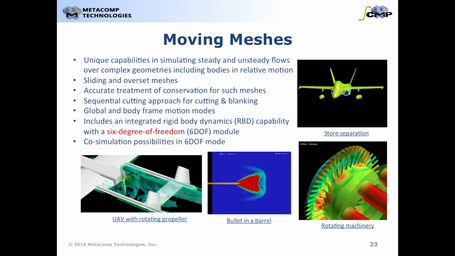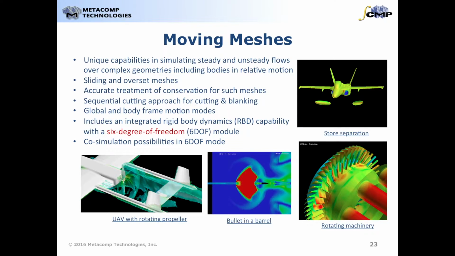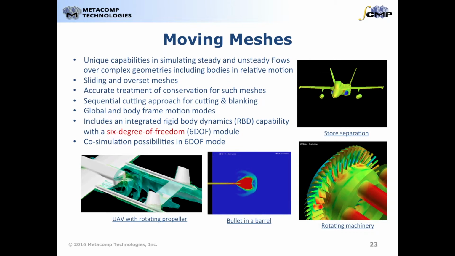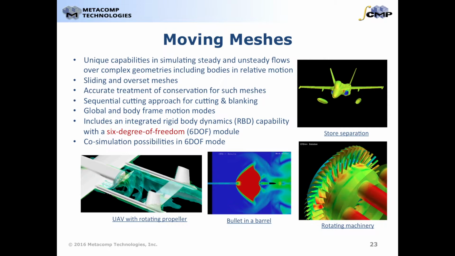Global and body frame motion modes can be invoked, and CFD++ includes an integrated rigid body dynamics capability with a 6-degree of freedom module. Co-simulation is possible in the 6DOF infrastructure. CFD++ employs an accurate treatment of flux conservation, including mass, momentum, and energy. Examples of moving mesh simulation include rotating machinery and store separation.